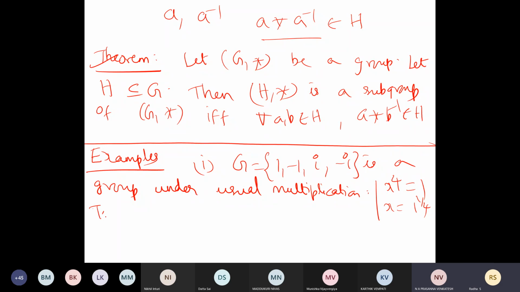Now, can you find two elements from this which will form a subgroup? Identity should be there, inverse should be there, something like that. Can you think by yourself and just extract a subset out of it, which is also a group?